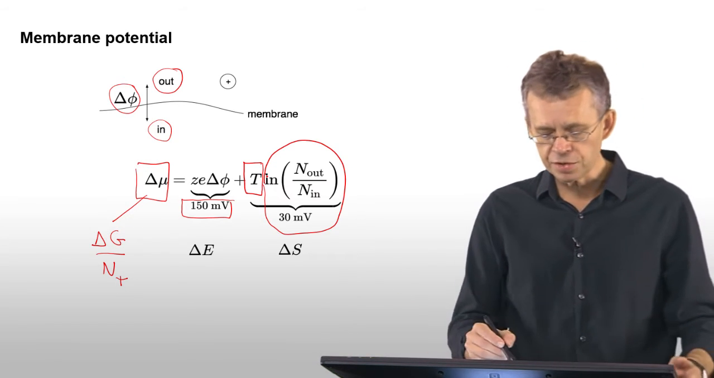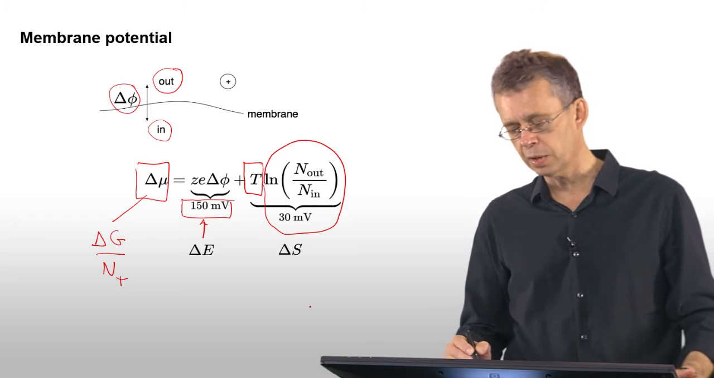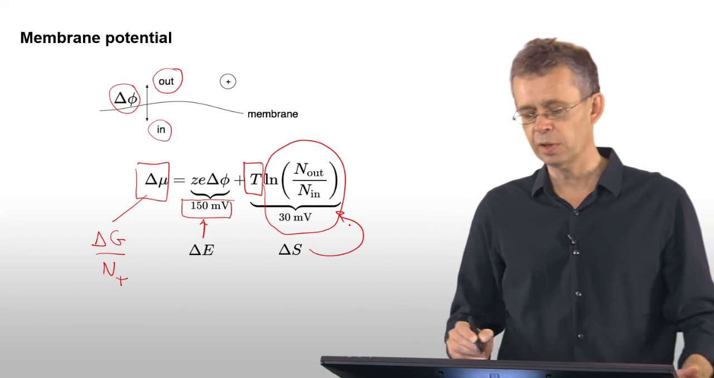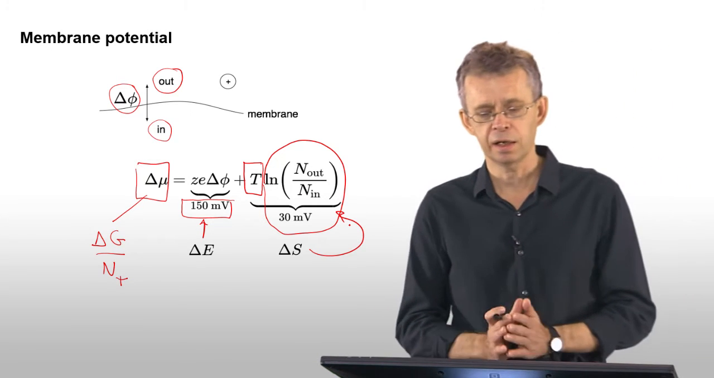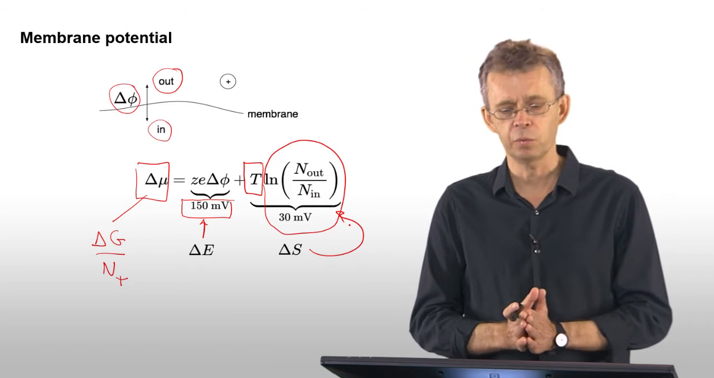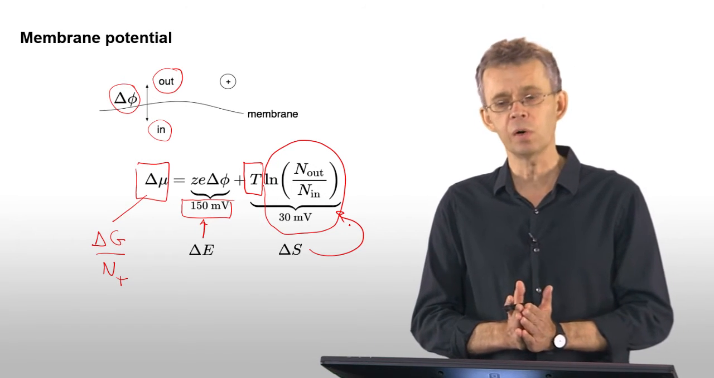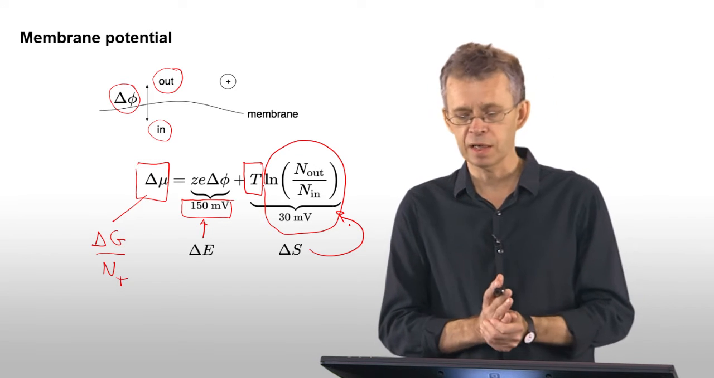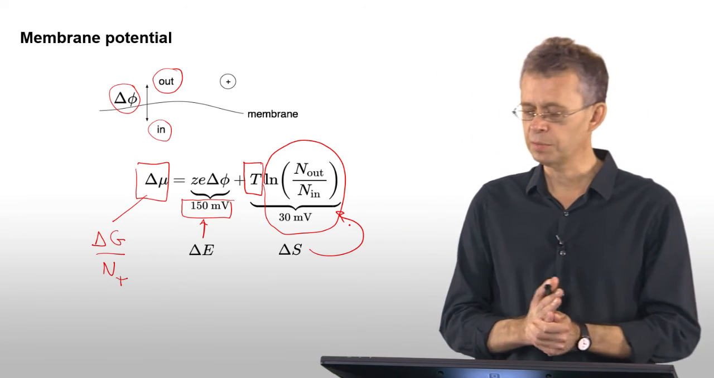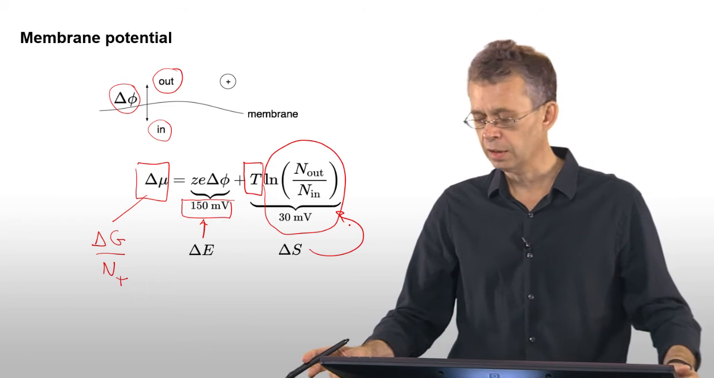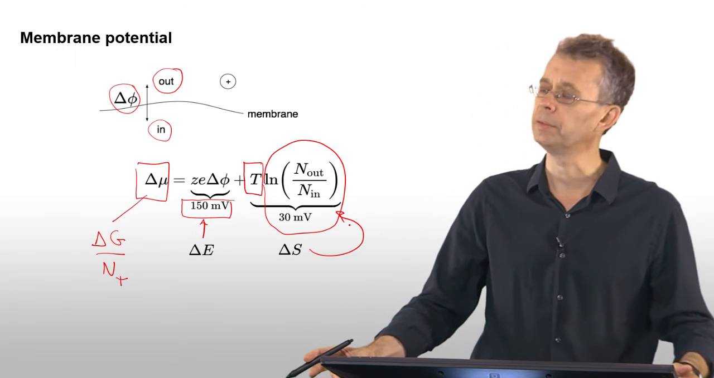We have both energy component here, so this is the energy part, and we have the entropy component here, but still there is a negative entropy which living systems are capable to store, but now the storage happens in terms of the potential across the membrane.